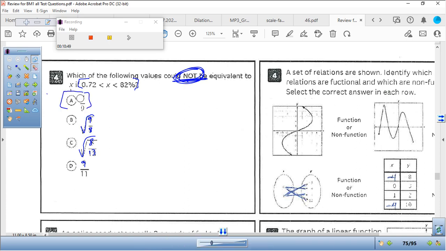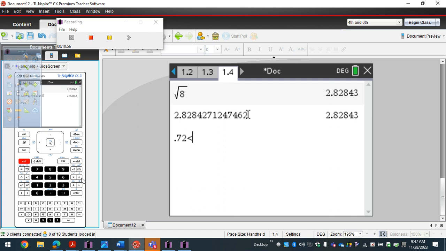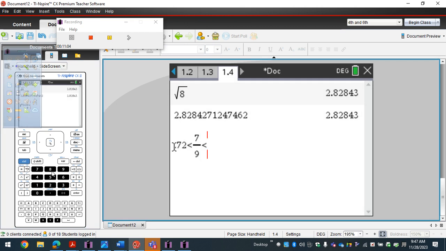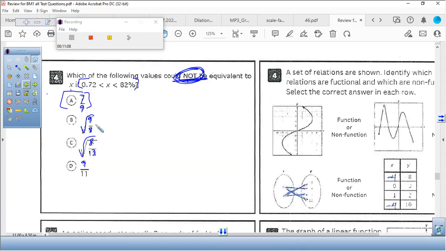What's that first number? Anybody know what that first number is? Yeah, it's 7 over 9. So just put the fraction, 7 over 9. So we're going to go control division, 7 over 9. And then control equal sign to get the inequality sign again. And then I think it's 82%. Let me just double check. Yeah, 82%.